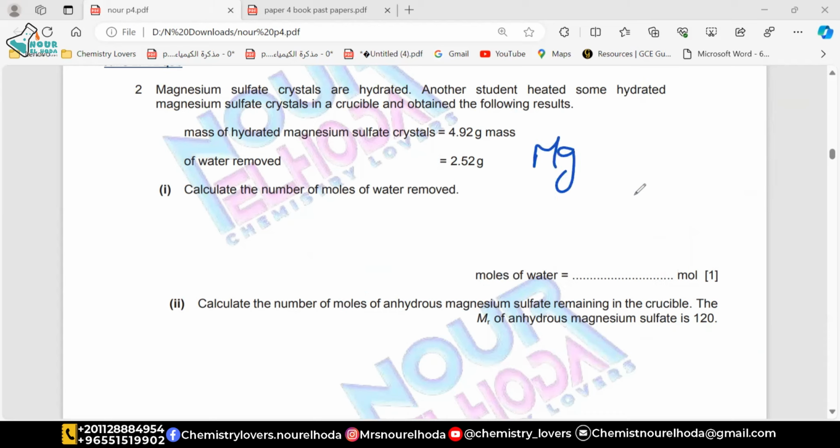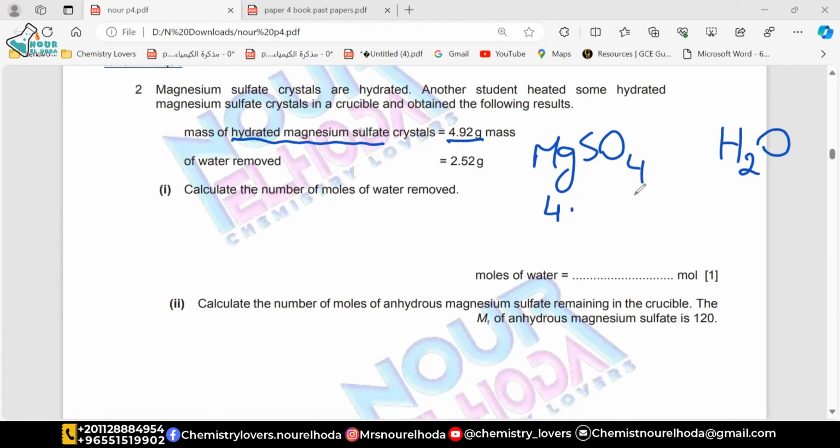Magnesium sulfate. Here, this is the water. What's the mass for, take care. Here he's saying this is the mass of the hydrated magnesium sulfate, the salt with the water. So what should I do? What do you think? I need to get the mass of the magnesium sulfate alone without any water. So what should I do in this case?